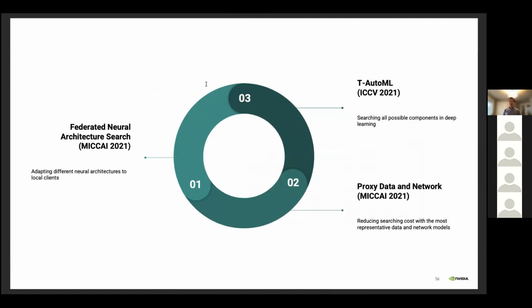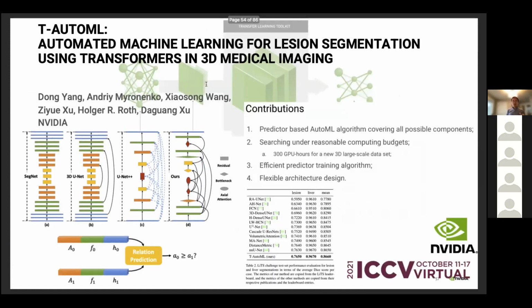So then we come to one of the main topics of this talk, called T-AutoML. It was published in ICCV last year. It's trying to search all possible components in deep learning. The contribution is multifold: we propose a predictor-based AutoML algorithm, searching on a reasonable budget, like 300 GPU hours, still reasonable compared to 200 GPU hours in DINGS. We also propose an efficient predictor training algorithm and flexible architecture design.